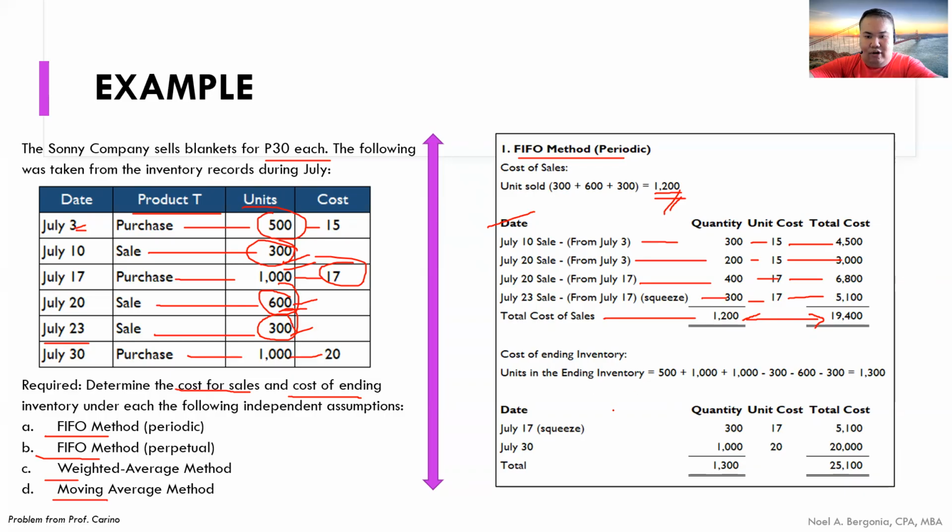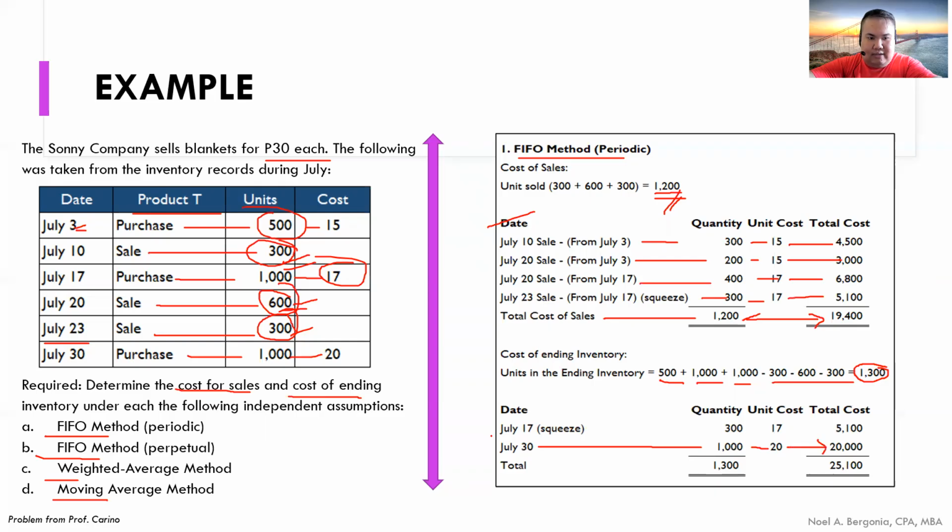While for the ending inventory, ilang units pong ending inventory natin? So yung mga purchases natin, 'di ba? Yung 500, 1,000 and 1,000 na purchases, niles lang po natin yung 1,200 na sales. So we have the number of units in ending inventory na 1,300. And for the amount of ating ending inventory, the most recent purchases, 'di ba? So yung July 30 na purchase na 1,000 units at 20 pesos, hindi po yan nagalaw. So that will be part of our ending inventory, 20,000.